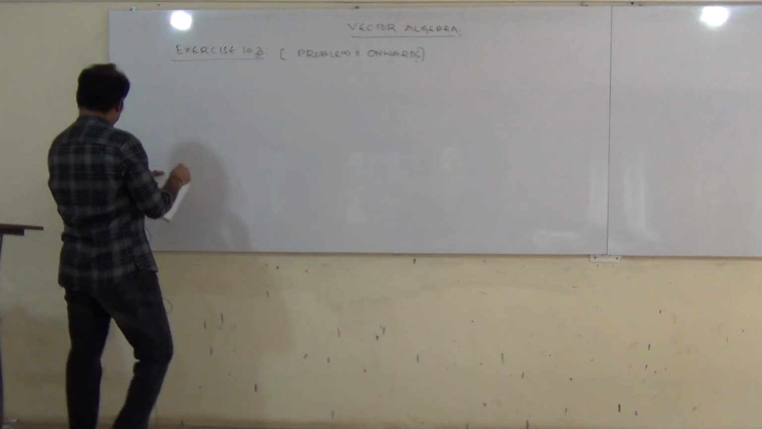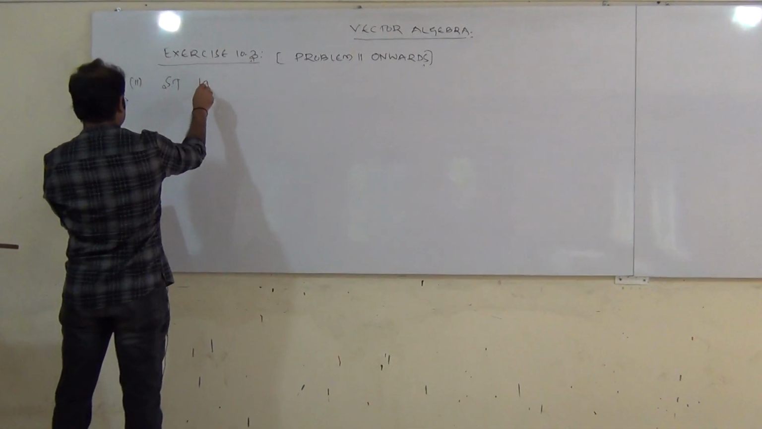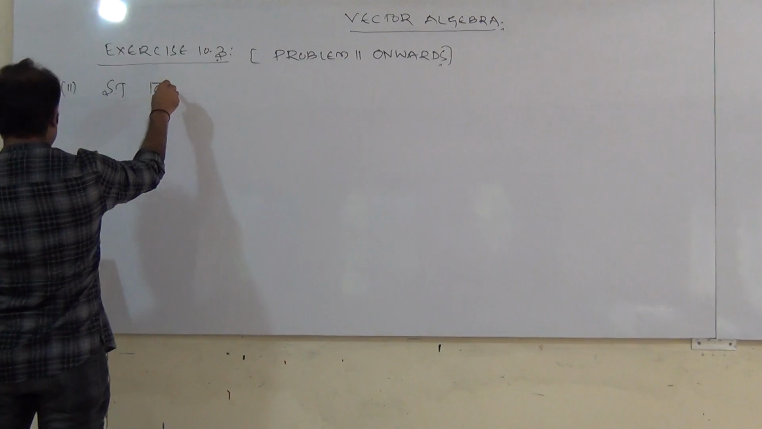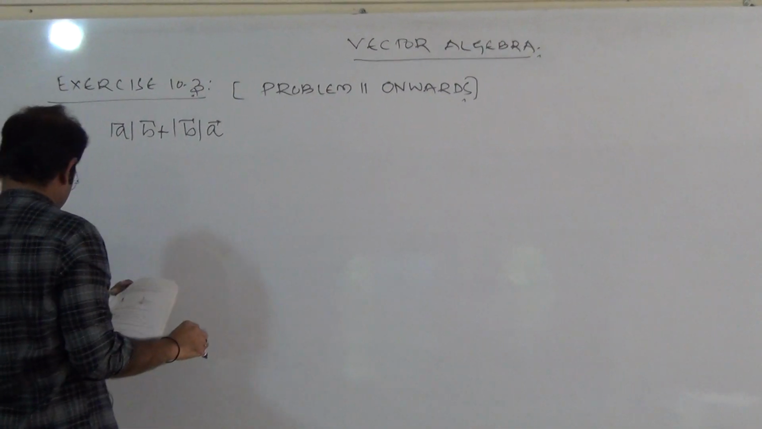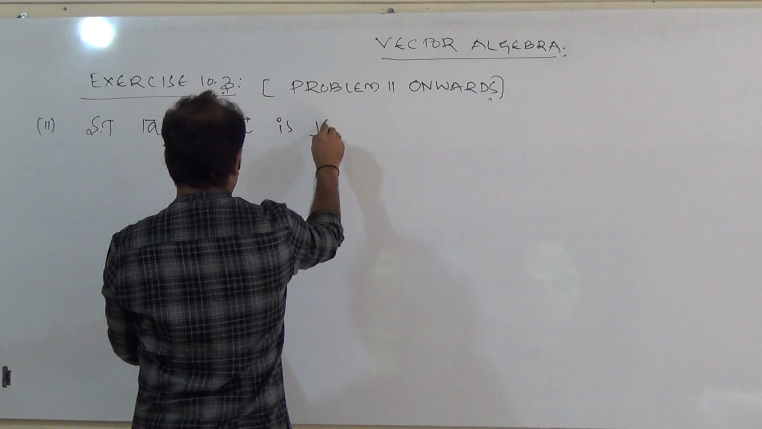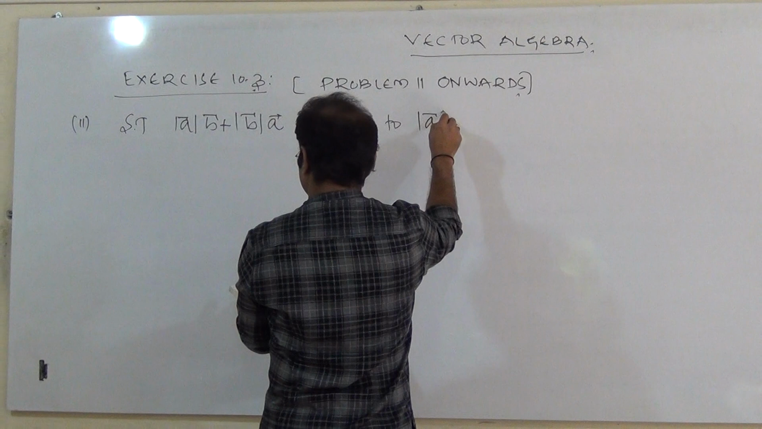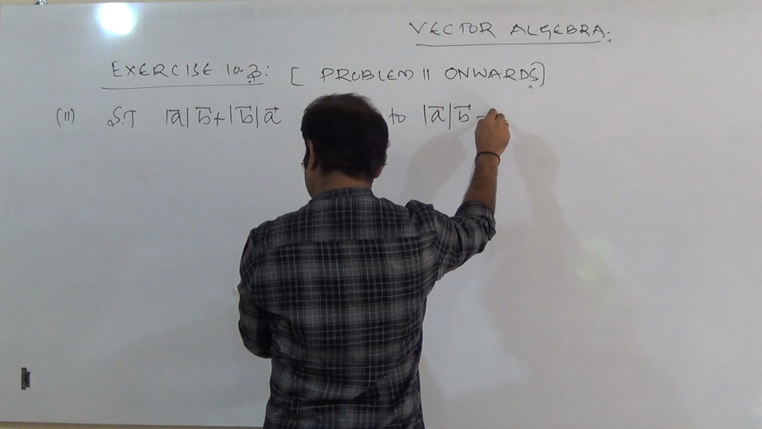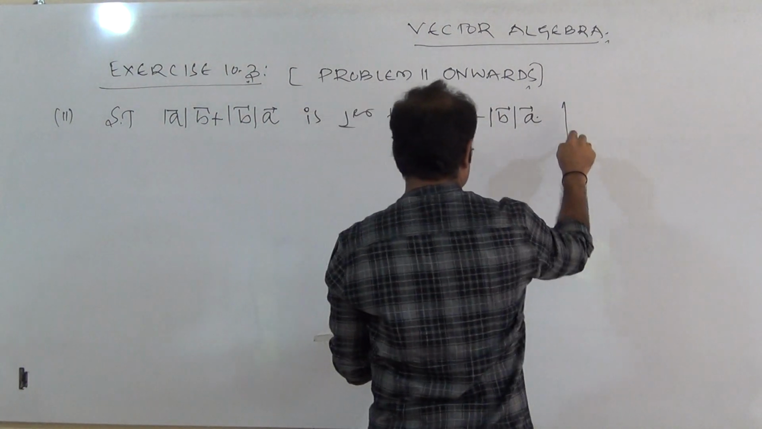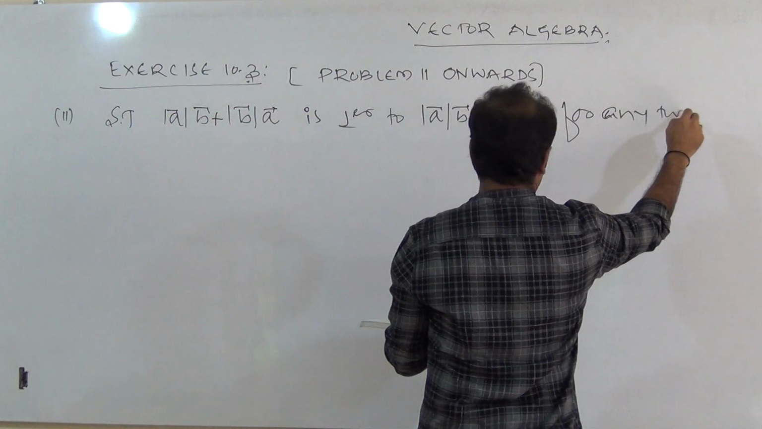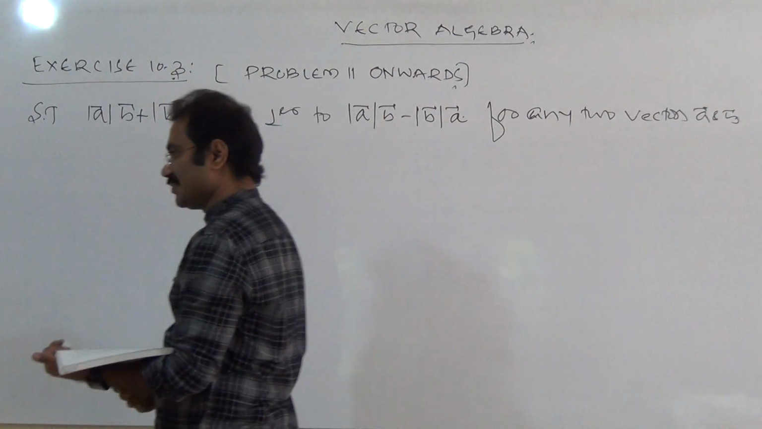I write the problem: show that magnitude of A into B plus magnitude of B into A is perpendicular to magnitude of A into B minus magnitude of B into A, for any two vectors A and B. This is the 11th problem.